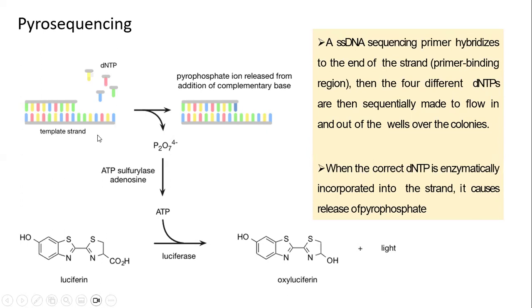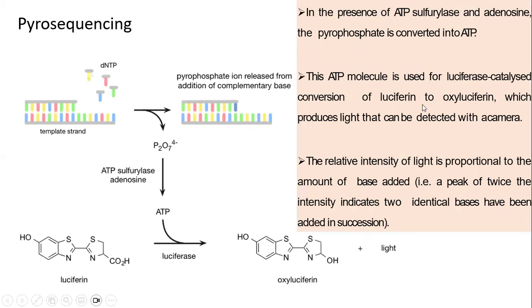Okay. Now, when the particular base is incorporated, that will result in release of a pyrophosphate molecule. This pyrophosphate molecule is converted into ATP in presence of ATP sulfurylase and adenosine. And this ATP molecule is used up by the enzyme luciferase that will convert the substrate luciferin into oxyluciferin, and along with that you will have emission of light. The same steps are explained here.